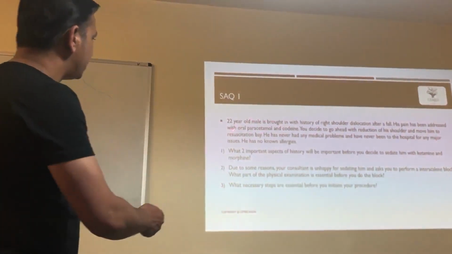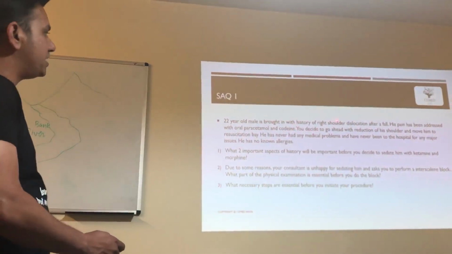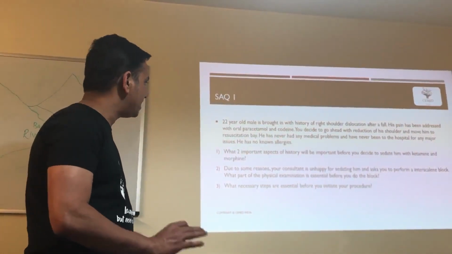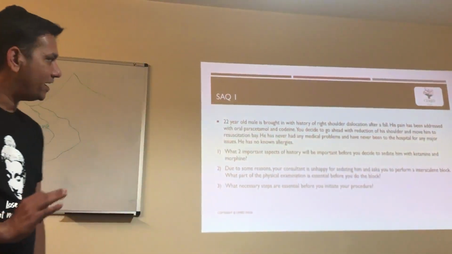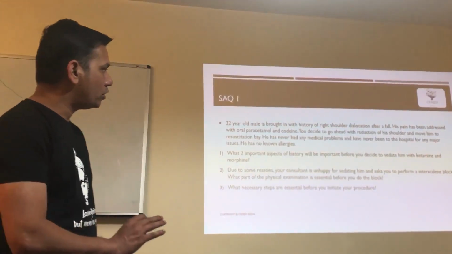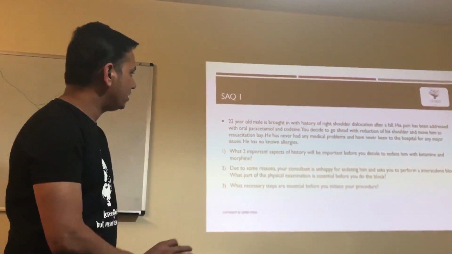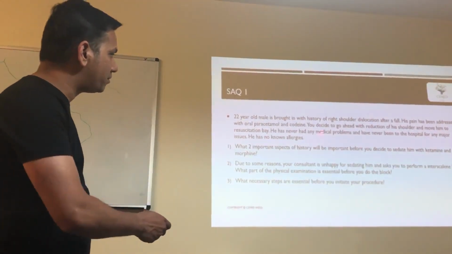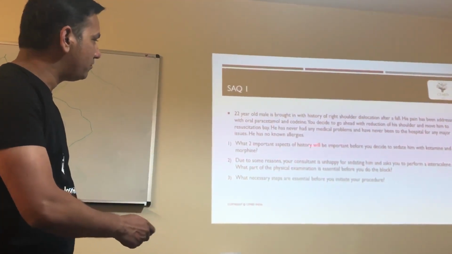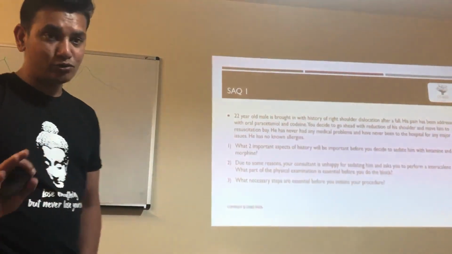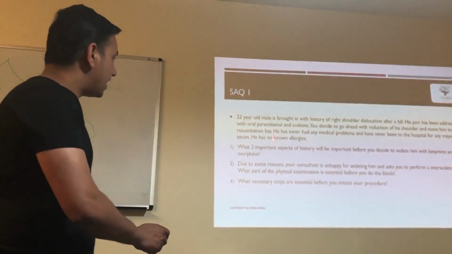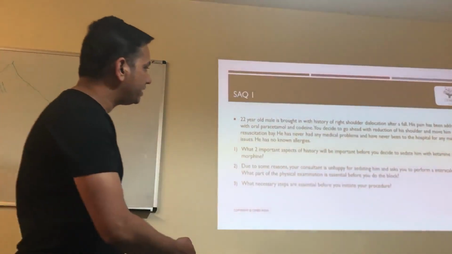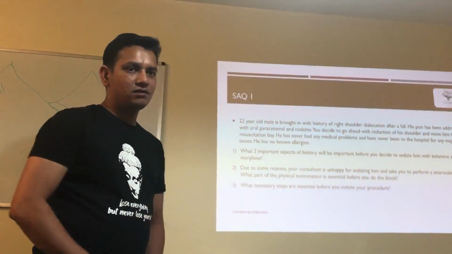Now let's read the question stem. A 22-year-old is here with history of right shoulder dislocation after a fall. His pain has been addressed with oral paracetamol and codeine. You decide to go ahead with reduction of his shoulder and move him to Resus Bay. He has never had any medical problems, never been to a hospital for any issue. So that means no surgical problems as well. He has no allergies. What other aspects of history would you like to get before sedation?